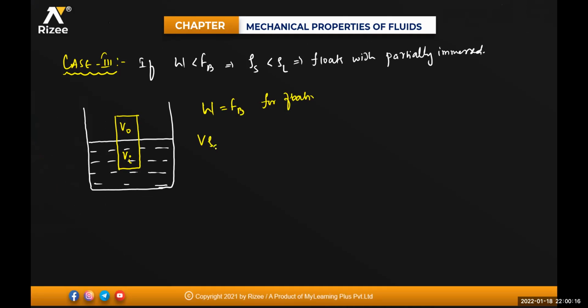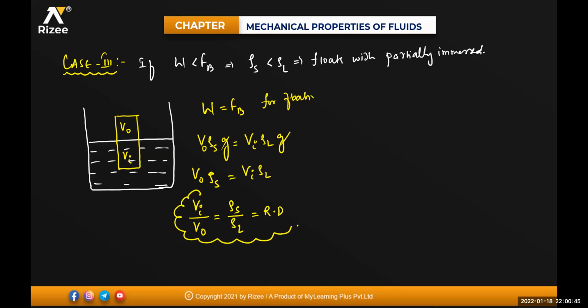That means V into density of solid into g is equal to volume immersed into density of liquid into g. The g and g will get cancelled. So volume of body into density of solid will be equal to volume immersed into density of liquid. That means volume immersed divided by volume of body will be equal to density of solid divided by density of liquid. So that will be equal to what? Relative density. This is a very important relation, beta. Relative density is also equal to volume immersed divided by volume of body. This is also called the fraction of volume immersed.